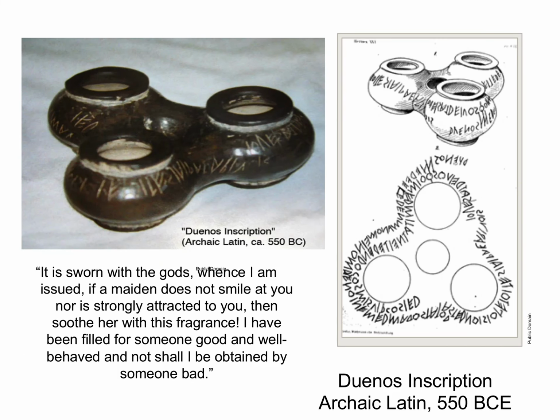The earliest Latin inscription we have is on the Duenos inscription, and it reads, "It is sworn with the gods whence I am issued, if a maid does not smile at you, nor is strongly attracted to you, then suit her with this fragrance. I have been filled for someone good and well-behaved, and not shall I be obtained by someone bad." This is a perfume container, and the inscription references the use of the object.